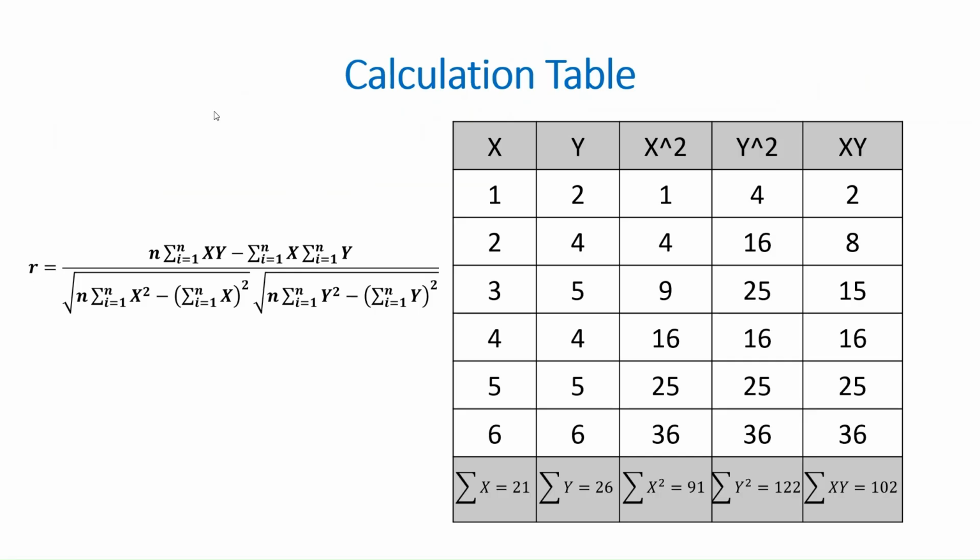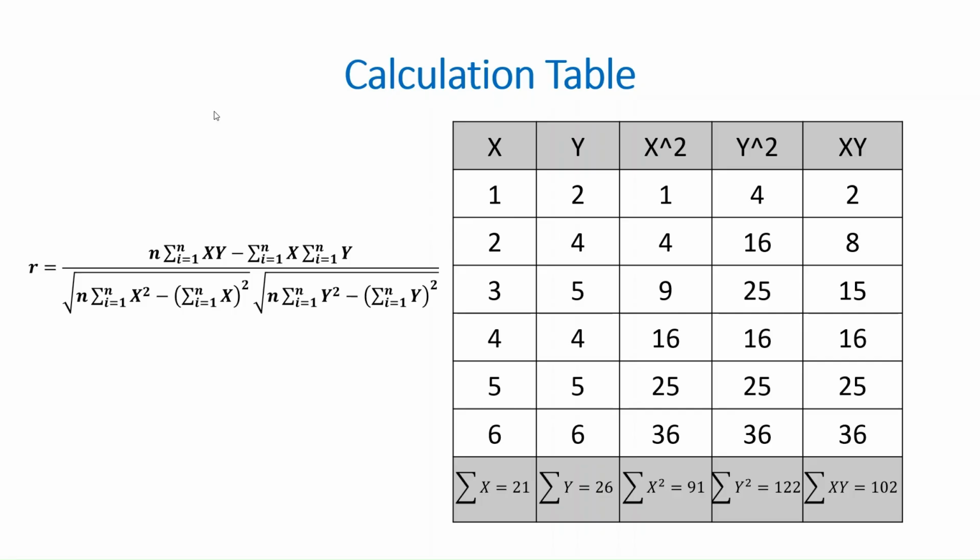Like here, in the formula we have x square. In the third column, we can see that we have calculated the values of x square, that is 1 square 1, 2 square 4, 3 square 9, and so on. In the fourth column, we have calculated y square, as we also require the value of y square. And in the last column, we have calculated x into y, as we also require summation xy. And in the last row, we have calculated the total of all the values of the respective columns.